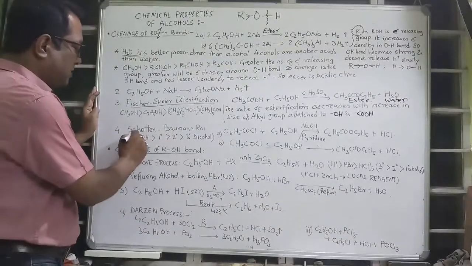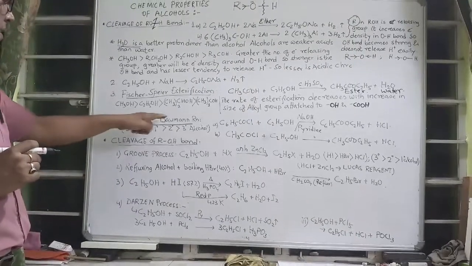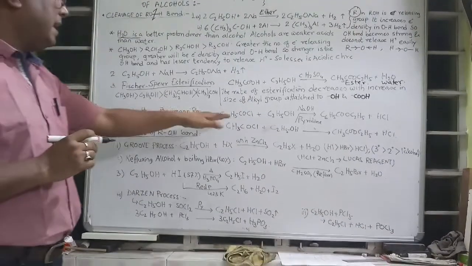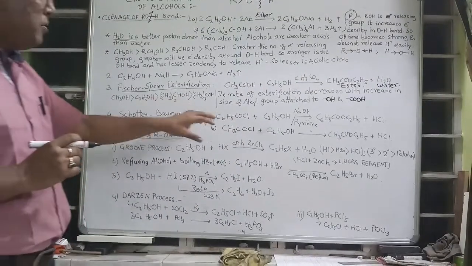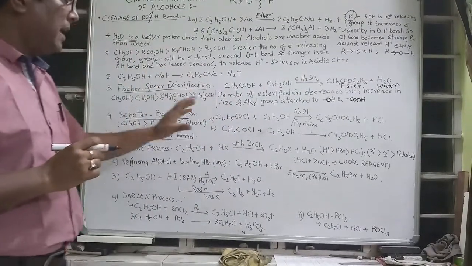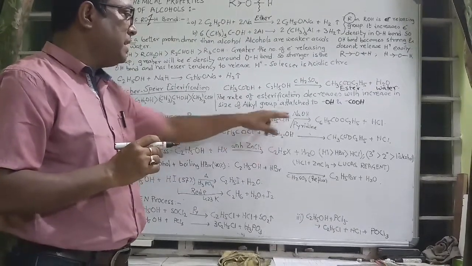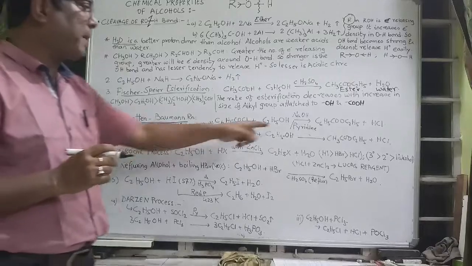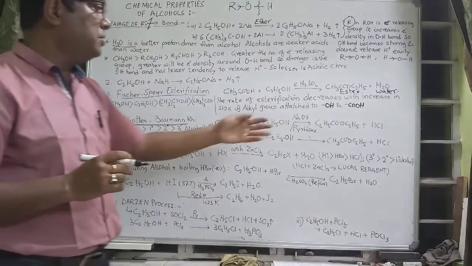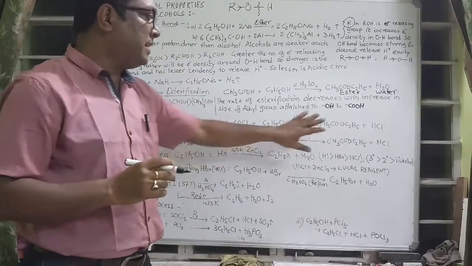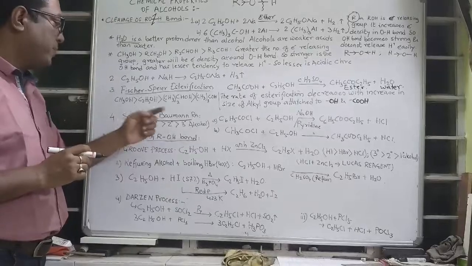Last to go on this part is the Schotten-Baumann reaction. This is acetyl chloride, this is benzoyl chloride. When you are reacting these halides with this alcohol in the presence of sodium hydroxide or pyridine, you can use sodium hydroxide or pyridine, you can also get ester, and together with the ester you get hydrochloric acid. It is called the Schotten-Baumann reaction.